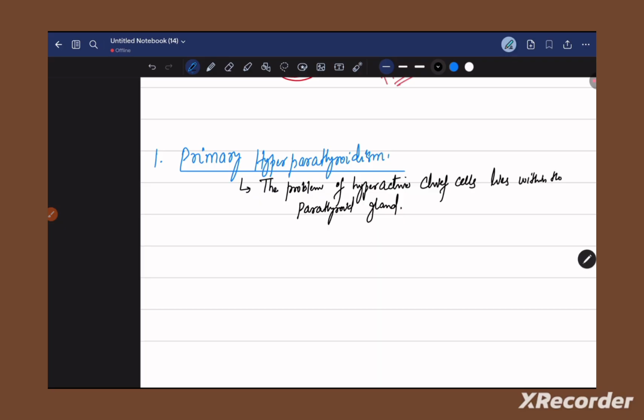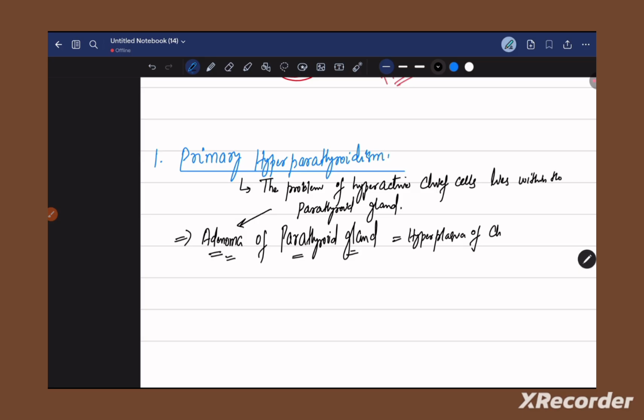So what sort of problem could it be? In dogs and cats, adenoma of the parathyroid gland is the commonest problem. Whenever there is adenoma, cancer of the parathyroid gland, there will be hyperplasia of these chief cells. Means the chief cells will be so much active. There will be hyperactivity and increased secretion of PTH. So this is the primary.